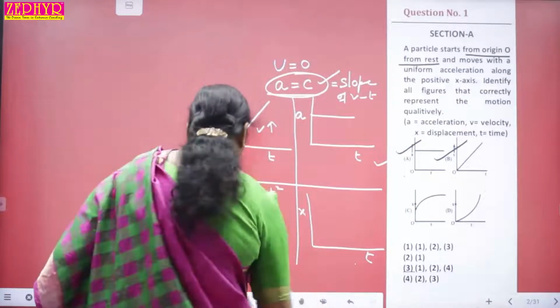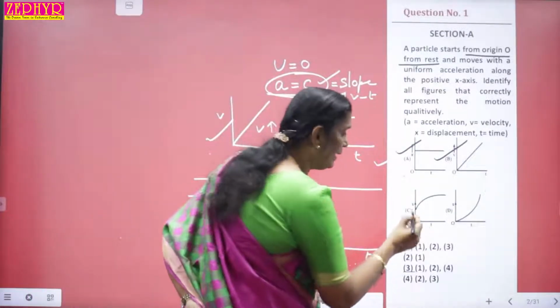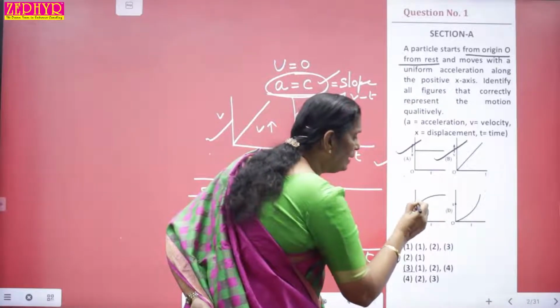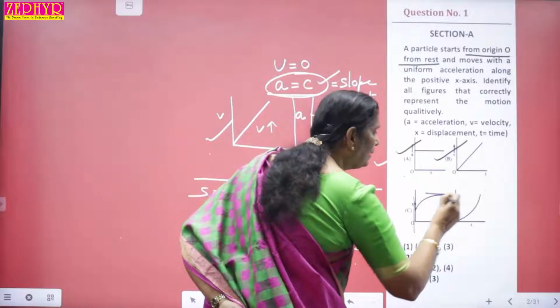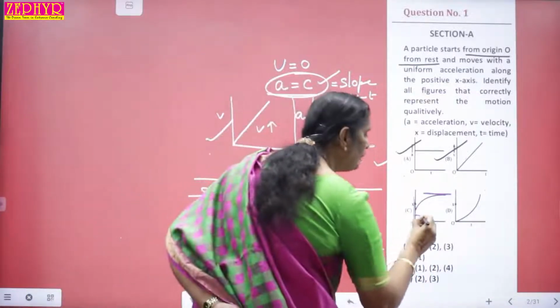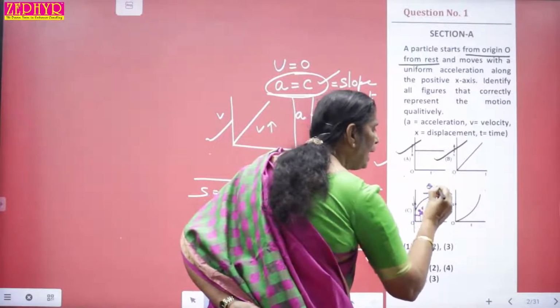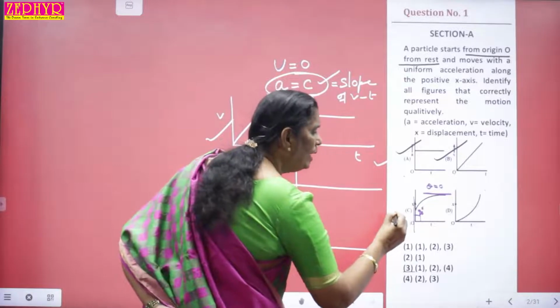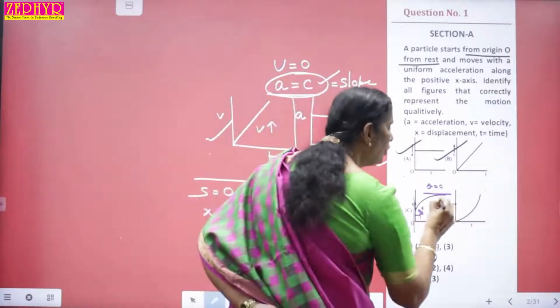Suppose it is the C graph. Here take two elements, take this element here and this element. Just draw parallel lines at that point. Here the slope angle is 90, here the angle is 0. So here slope is tan of 90, which will be infinity. Here tan of 0 will be 0.